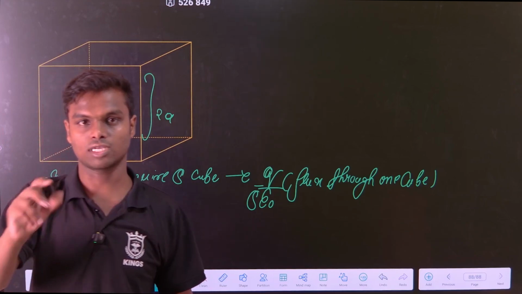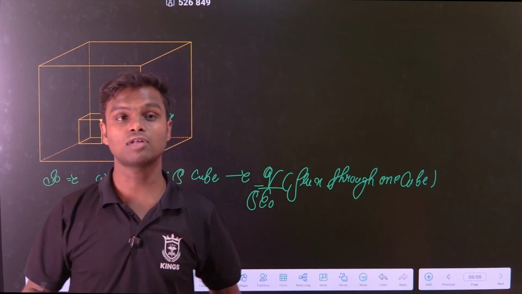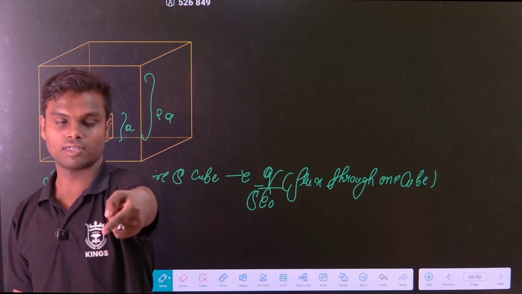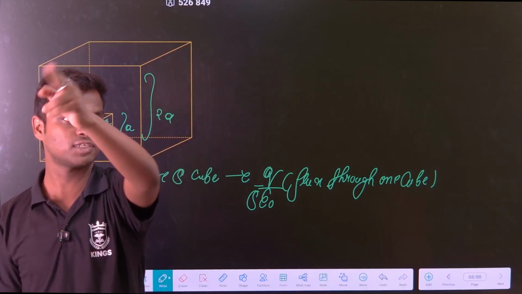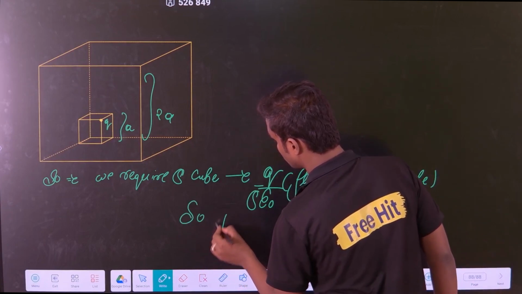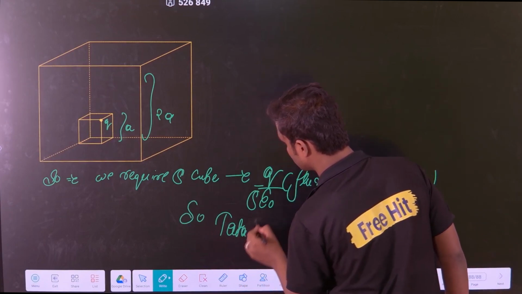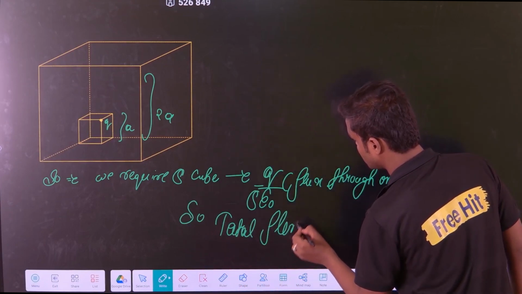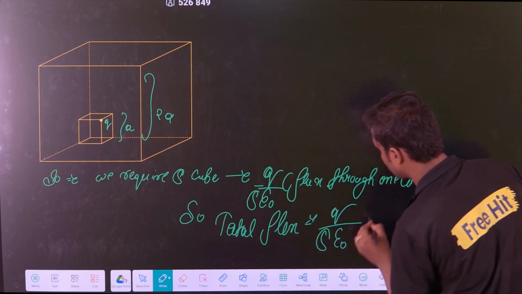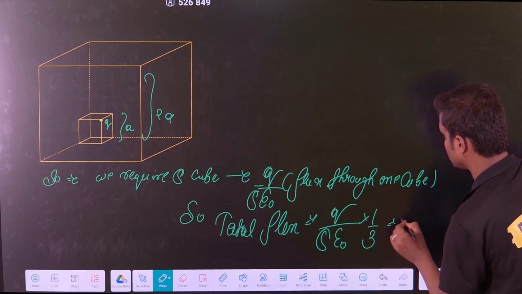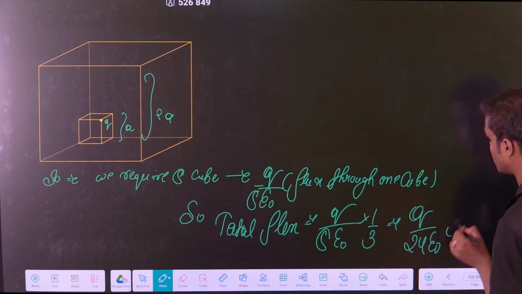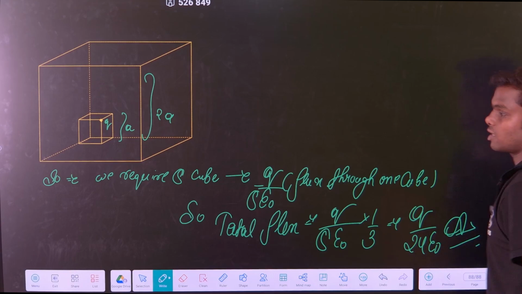Correct? Now another three surfaces will be left only. That one, and that one. Correct? So only three surfaces are left. So the total flux will be, in that case, Q by 8 epsilon naught into 1 by 3, that is Q by 24 epsilon naught. That is the answer. Correct?